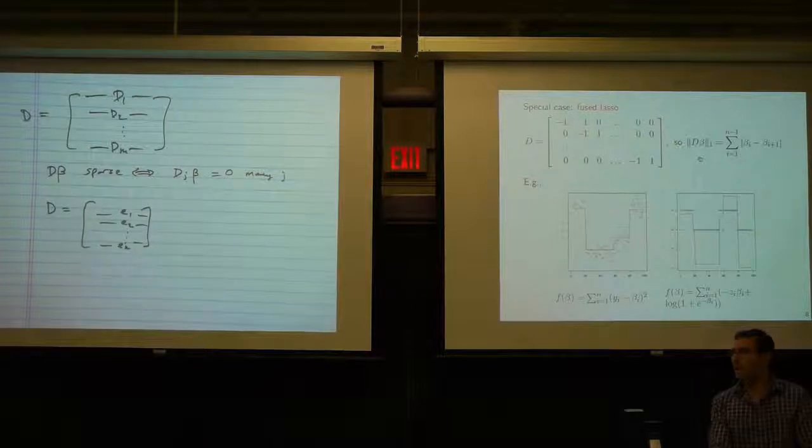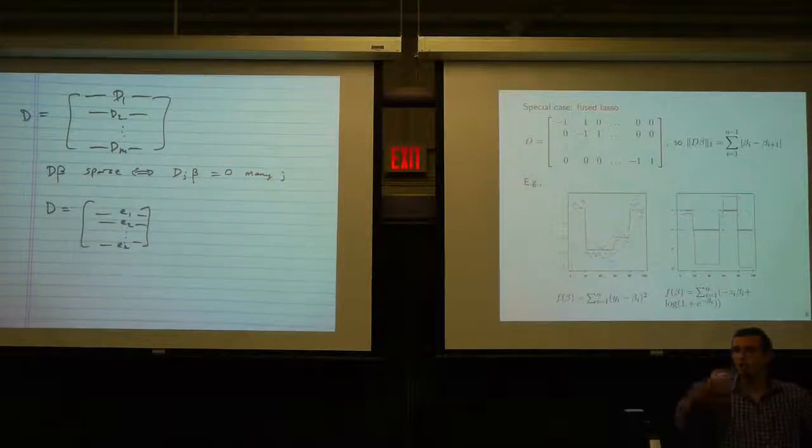So if I use that as the penalty, instead of enforcing sparsity in beta, it enforces sparsity in D beta, which means that it enforces piecewise constancy in beta. Right? So we'll get this behavior where most of the components of the solution are the same across some range of indices, and then it can jump, and it'll be the same for a while, and then it can jump, etc.